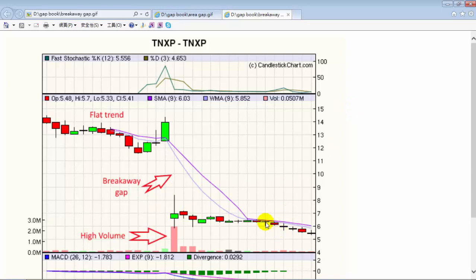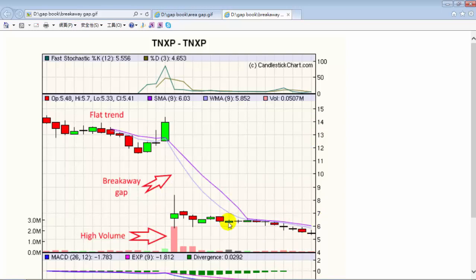The idea is that you never want to stay in a breakaway gap trade a long time because almost all gaps close. Statistically, the vast majority of gaps will close. So there really isn't such a thing as a breakaway gap. A breakaway gap is simply an area gap that widens before it closes.